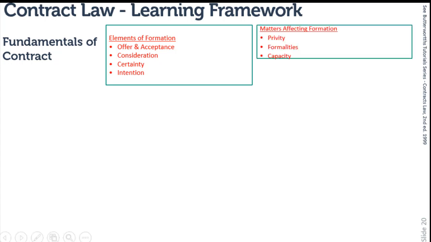Then we will move on to talk about the matters that affect formation themselves. They break up into these three things: privity, formalities, and capacity. By the stage we're here, we will be doing 2 topics a week. Early on, we've got 1 topic over 2 weeks. Towards the second half of the semester, there are a number of weeks where we do 2 topics a week. There are actually 11 topics.